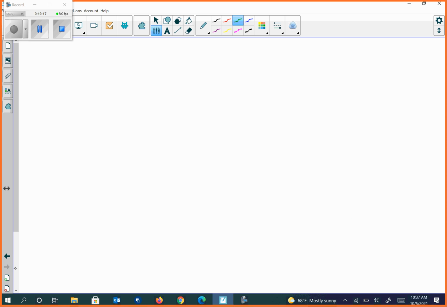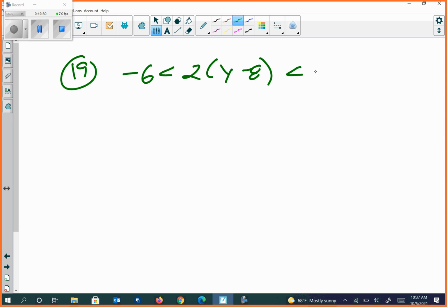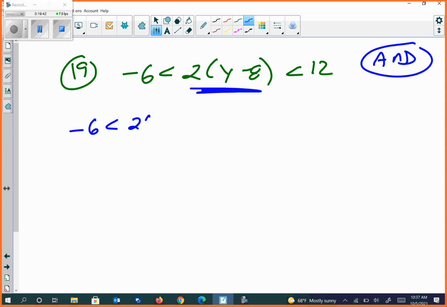Any other questions you want me to do, or we can talk about review? Yeah, go ahead. 19. So number 19 is this. It is an and problem because the word or is not there, so we're looking for overlap. Agree? All right, so I want the middle part to go with both problems. I'm going to write out both problems. And again, the middle goes with both.